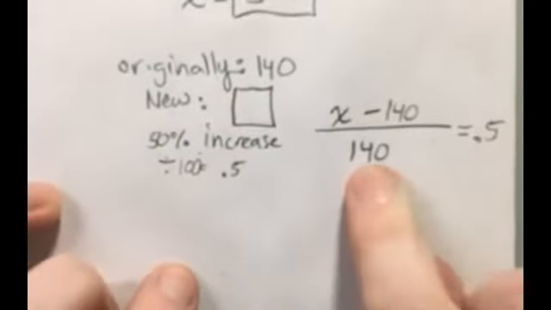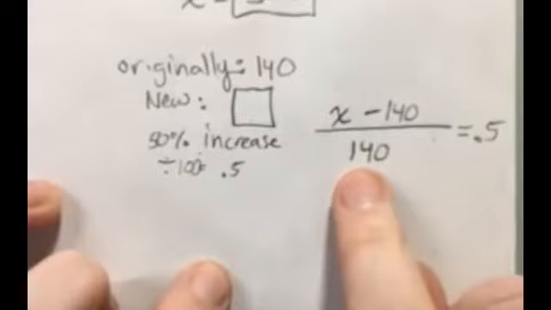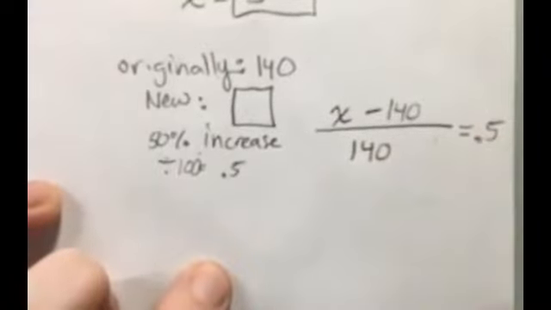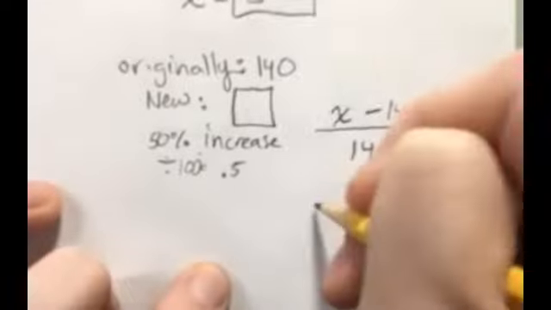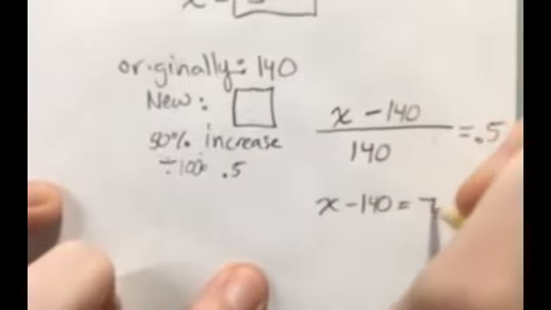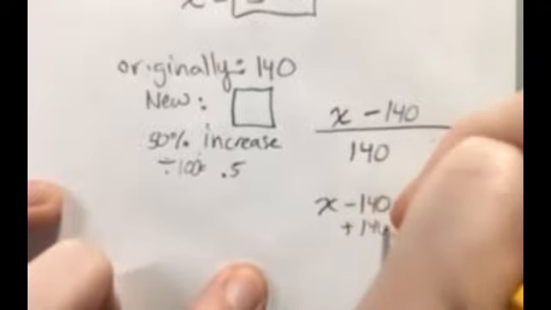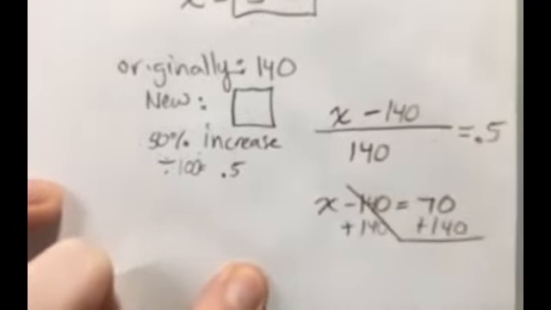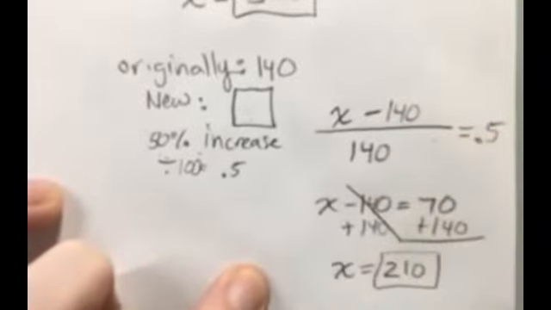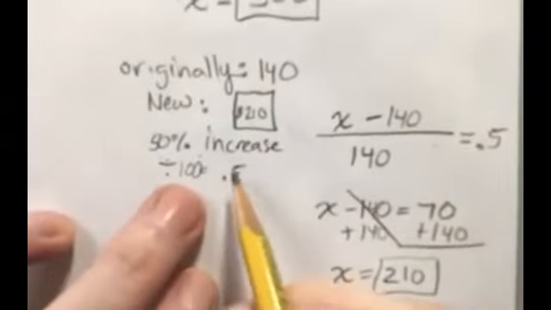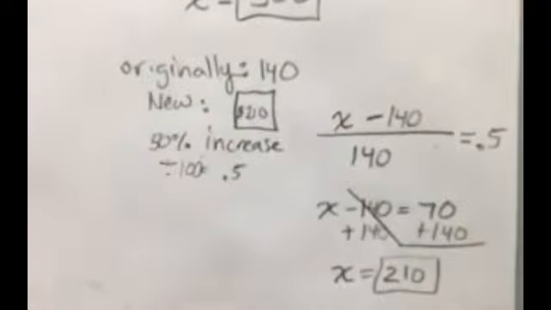So now I'm going to get the 140 out by multiplying 0.5 times 140. So then you have X minus 140 equals 70. You have to add 140. That gets it gone. X equals 140 plus your 70 gets you 210. That's your new cost. Your new cost is 210, and it makes sense because if it's an increase, the new price should be more than the original.